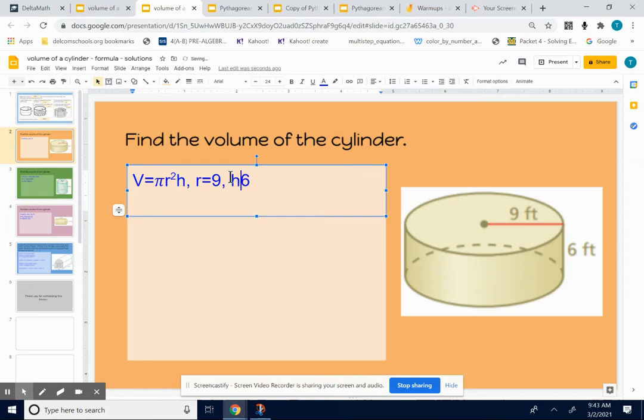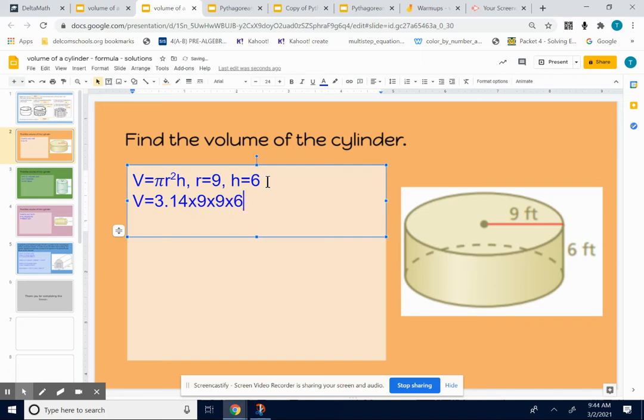Let me put h equals 6. Okay, put these numbers into the formula. So volume equals pi r squared h. You could think of it as pi is 3.14 times r times 9 times 9 times height of 6. 3.14 times 9 times 9 times 6.